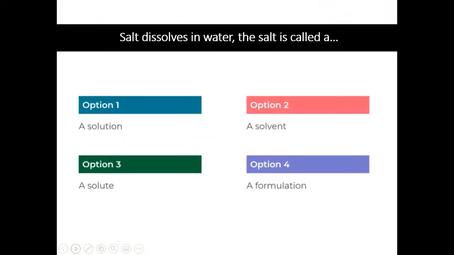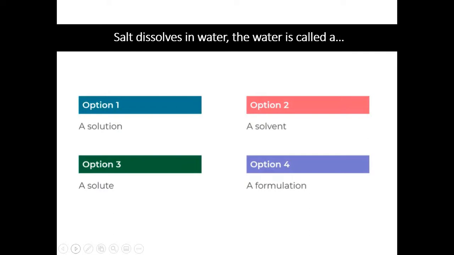Okay, let's just recap those words. So salt dissolves in water. The salt is called, do you think the salt is the solution, the solvent, a solute, or a formulation? Salt dissolves in water. Pause the screen and write down your answer in your book. Write that sentence and write the answer. Okay, salt dissolves in water. The salt is called a solute. Well done if you got that right.